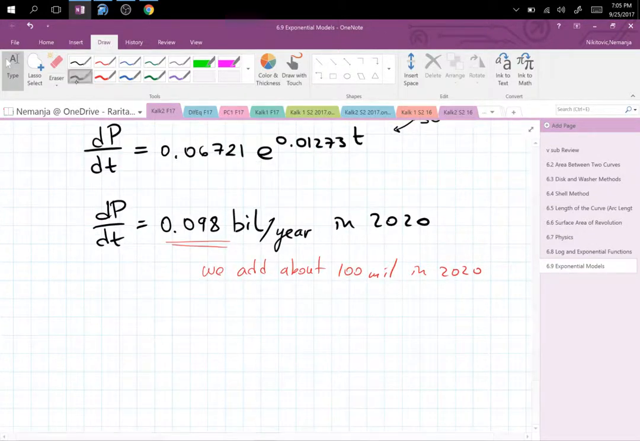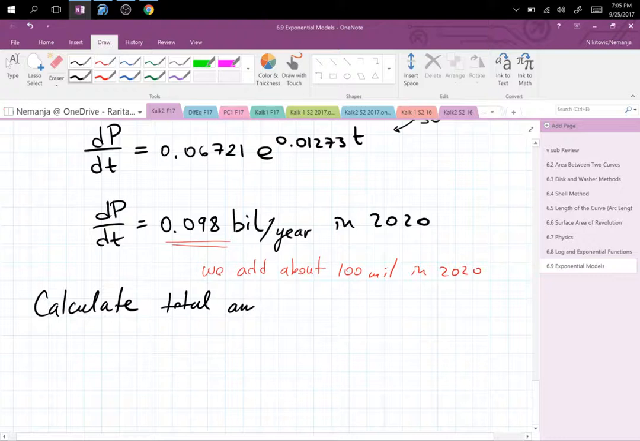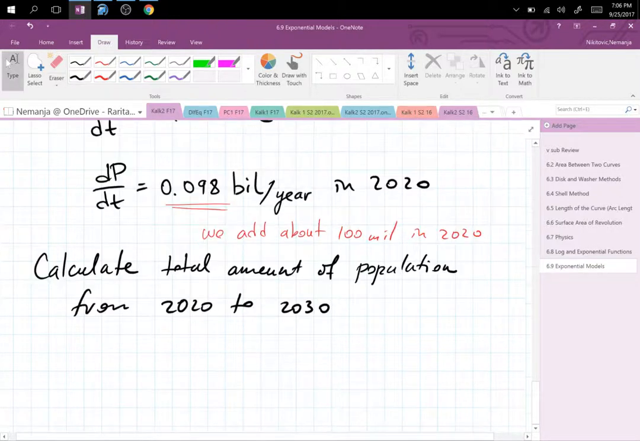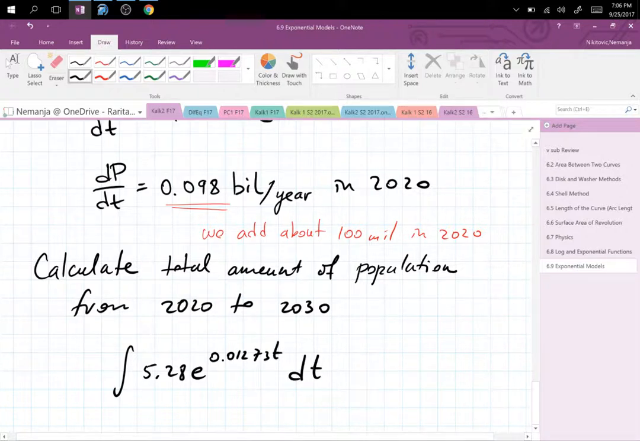So calculate the total amount of population from 2020 to 2030, and it's going to be the integral of 5.28 e to the 0.01273 t dt, and the limits are 30 to 40, equals a number. So you get the idea.